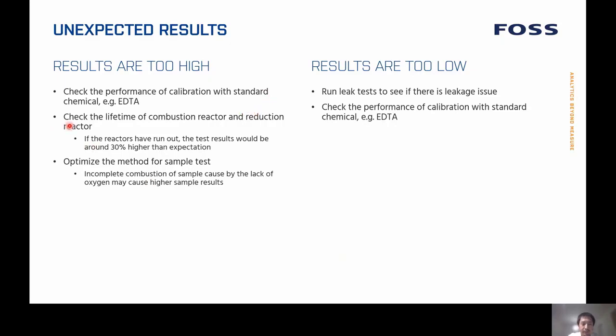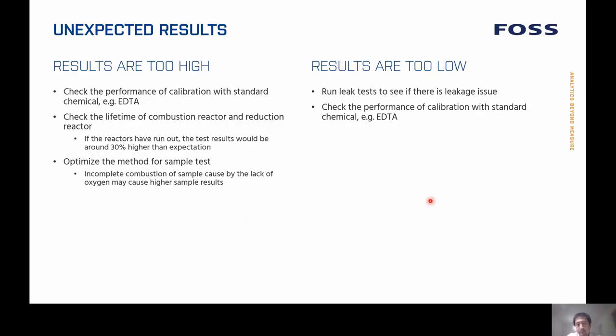And secondly, you have to check the lifetime of the consumables, especially the combustion reactor and the reduction reactor. If the reactor has run out of lifetime, then the result is usually higher, about 30% higher than expectation. And also, if you get a high result, then probably there's incomplete combustion. That means you should optimize the method for the combustion, for example, add more oxygen or slow the combustion procedure to ensure the combustion is complete.